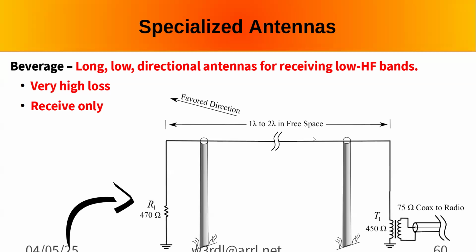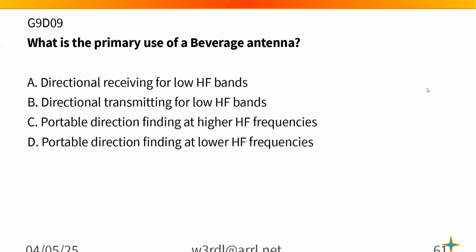But it also radiates along the length of the wire and receives along the length of the wire, because essentially you'd be receiving. So what's the primary use of a beverage antenna?